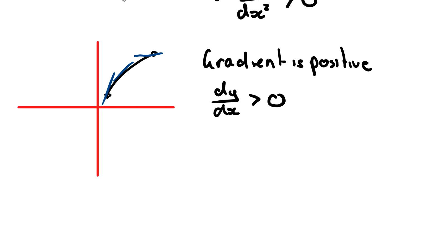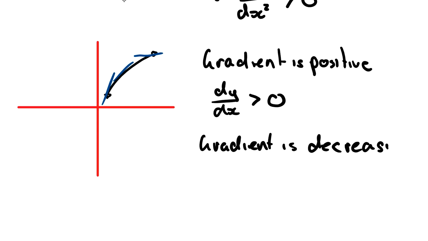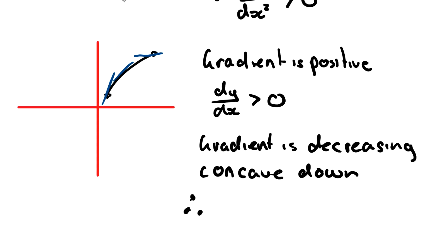So we can say that the gradient is decreasing, which means we have a concave down graph. And remember, when you have concave down, your second derivative is less than 0. So again, the gradient was positive in this one, so the first derivative was bigger than 0. But the gradient is decreasing as we go from left to right, so therefore the second derivative is less than 0.